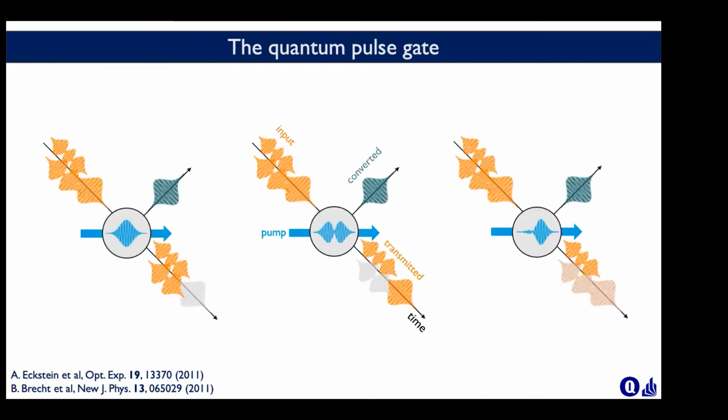And then we implemented this pulse gate. It's the same thing I explained beforehand. So here we have the different temporal modes coming into our system. We choose with the pump pulse which one we want to convert, and we select these individual frequencies out.